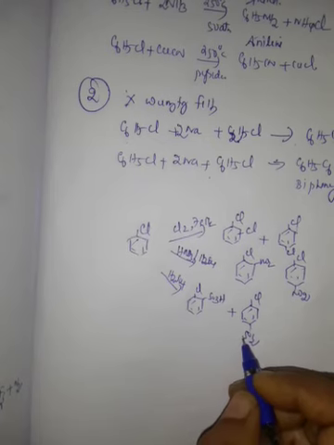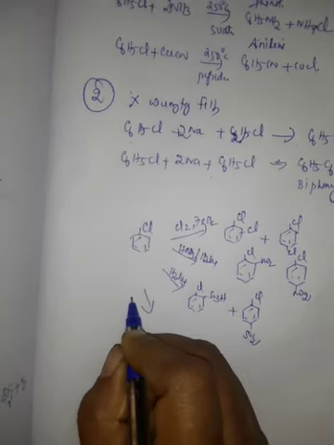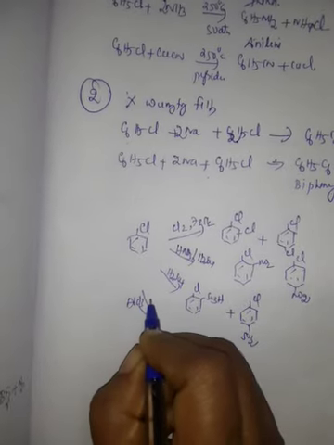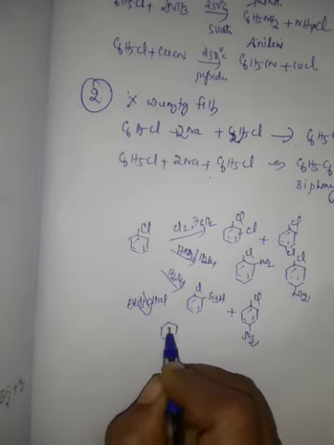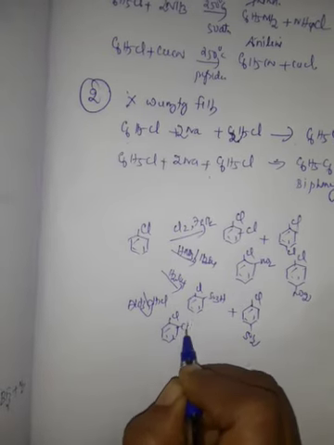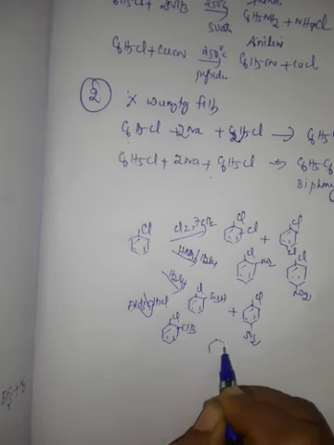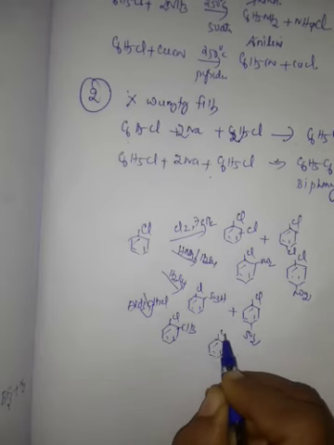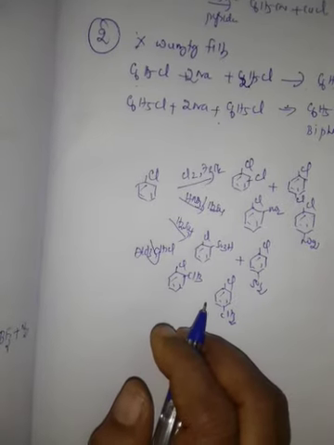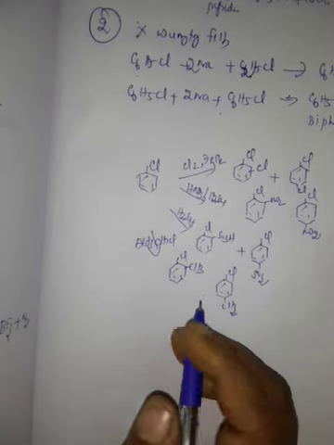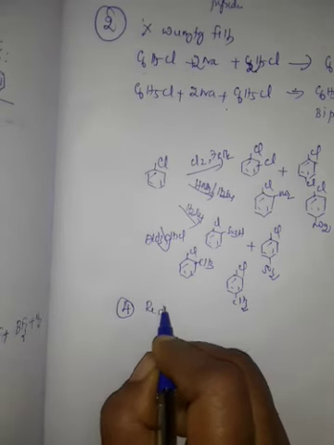Next, the Friedel-Crafts alkylation reaction, treated with anhydrous AlCl3, aluminium chloride, and methyl chloride. A methyl group is attached at the ortho and para positions: orthochlorotoluene plus parachlorotoluene.